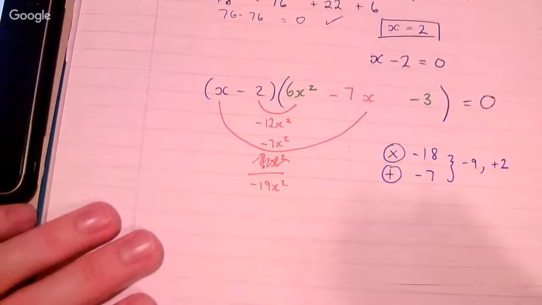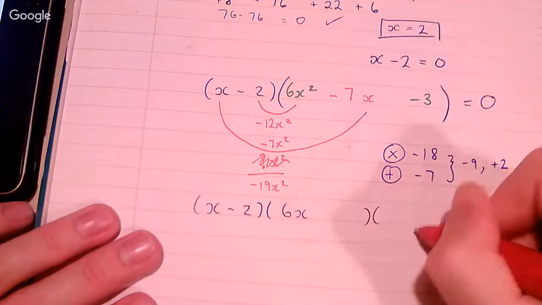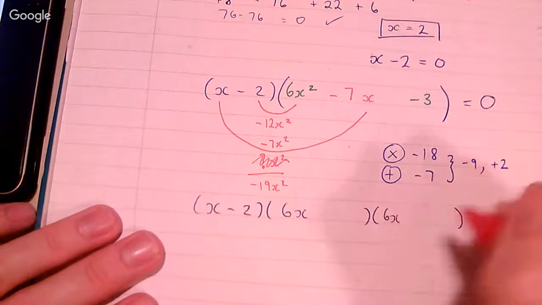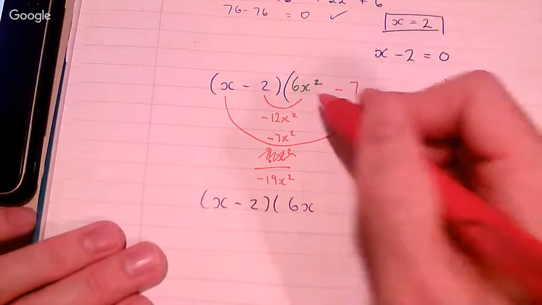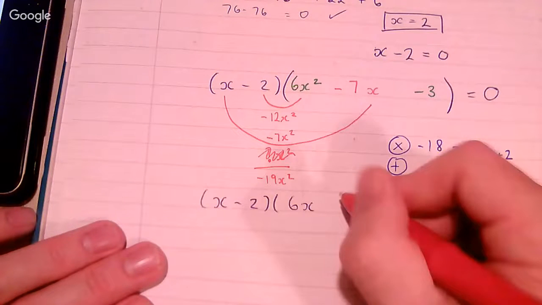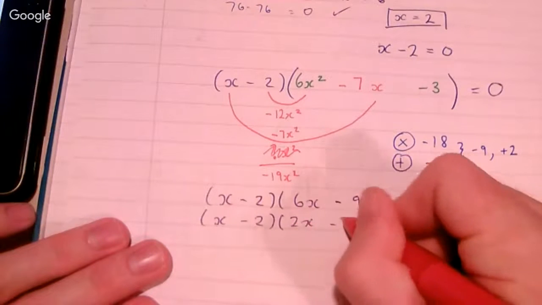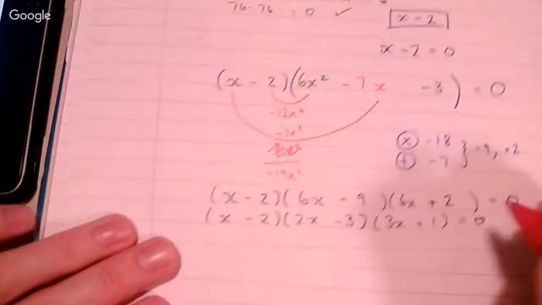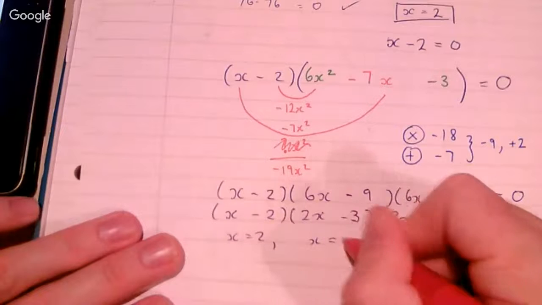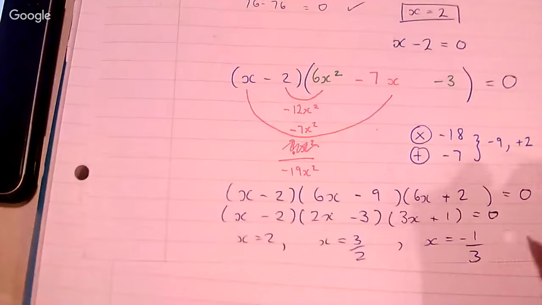So then solving this one here, I would get x minus 2. And then I drop just the squared term from 6x and put it in both, but I must cancel down because obviously 6x times 6x will give me 36x squared, and that's not the case. One bracket I'm going to put in minus 9, one bracket I'm going to put in plus 2 from up here, and then I get x minus 2, and then cancel down this bracket, so I get 2x minus 3, and then here I would get 3x plus 1 equals 0, so x equals 2, x equals 3 over 2, or x equals minus 1/3. Okay.